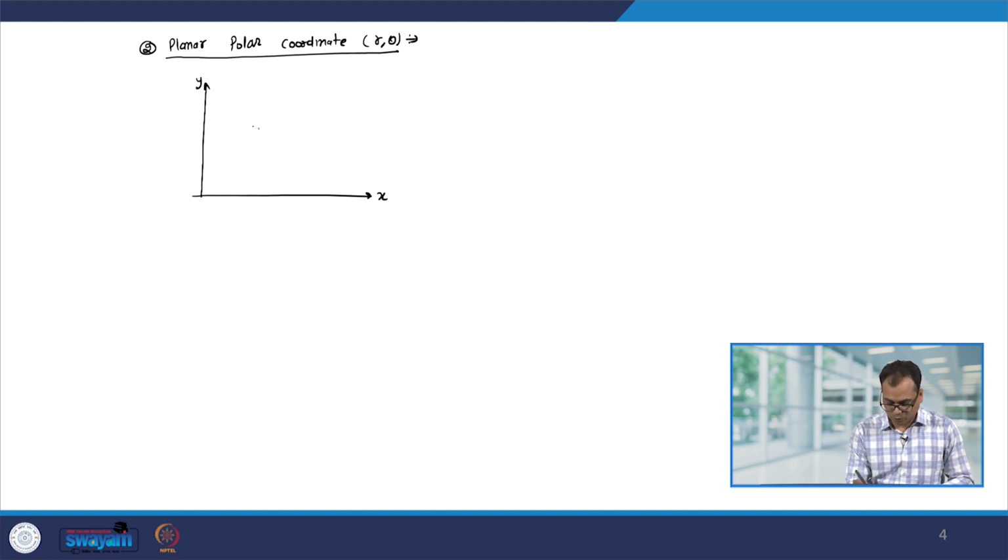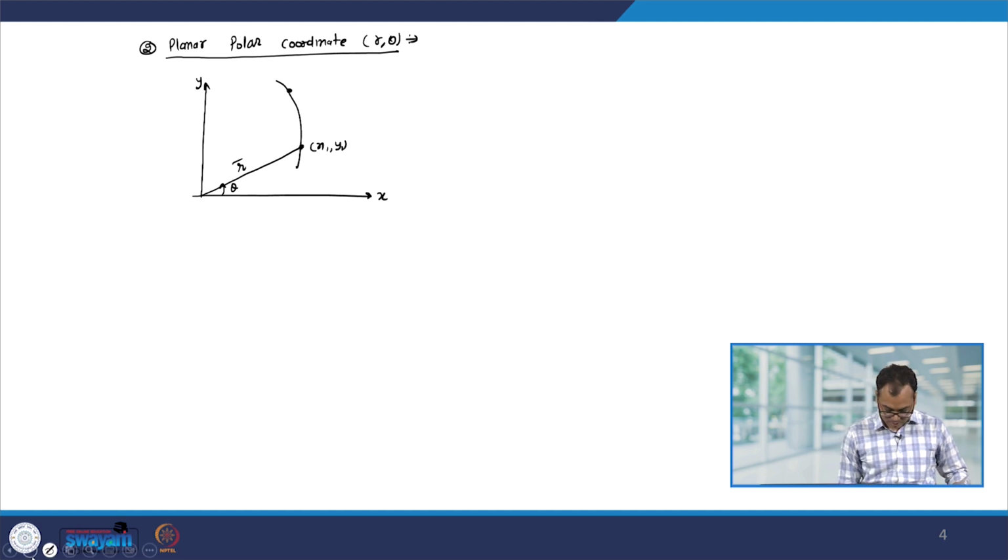Let us say we have x axis, y axis, and a particle is moving. Let us say it is at some point x1, y1, and later it is at some point x2, y2. In polar coordinates, the position of the particle is denoted by r and theta. So, let us say the position vector is r and it is making an angle theta from the x axis. Therefore, the unit vectors along r and theta will be r cap, and perpendicular to it will be theta cap.